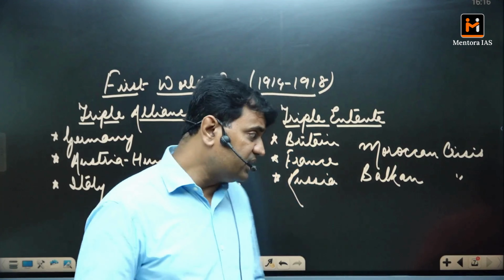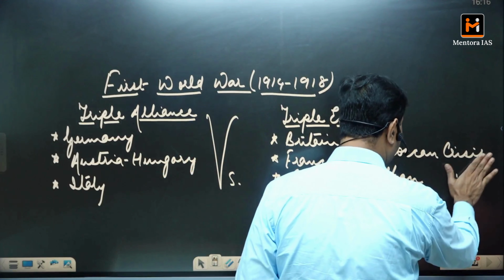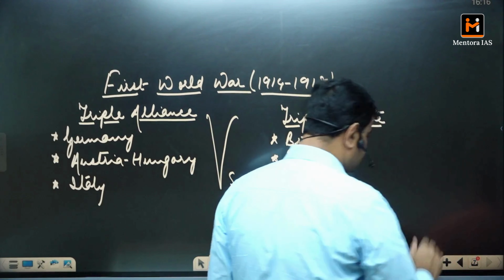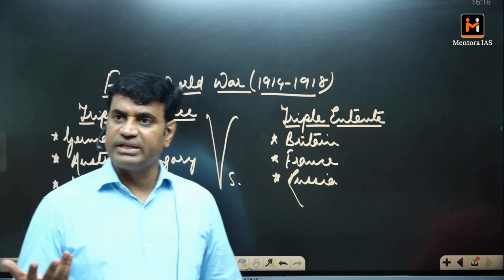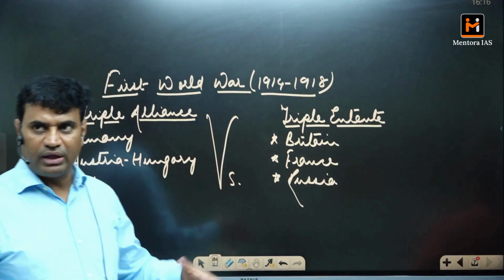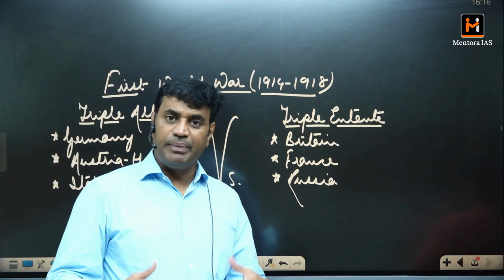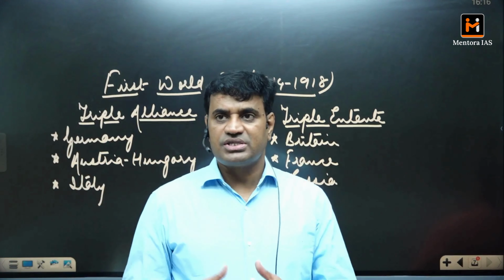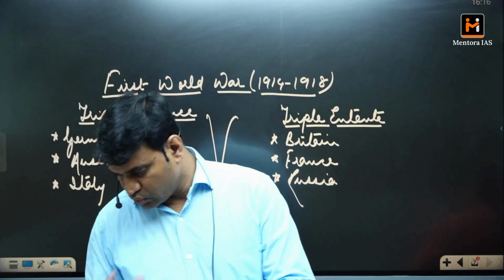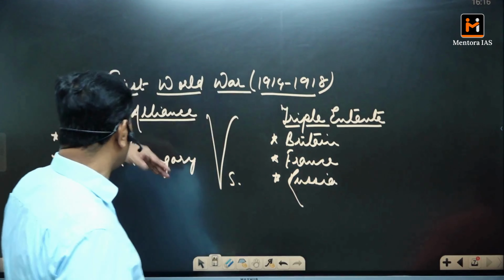When this war started, a very interesting thing to be known: the scope of the war got increased, because all these are European countries. Then why do we call it First World War? It became global in nature because some countries left and some countries joined. That enhanced the scope of the war.